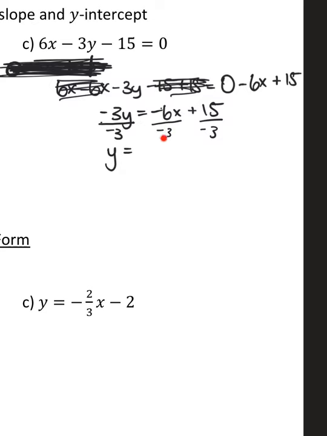-6 divided by -3, that's going to leave me with 2, and the x goes beside it. And +15 divided by -3, that leaves me with -5. Okay. So it's funny because this equation here, y equals 2x minus 5, looks nothing like this equation at all. Right? They look completely different. So let's see what happens if I have 6x minus 3y minus 15.